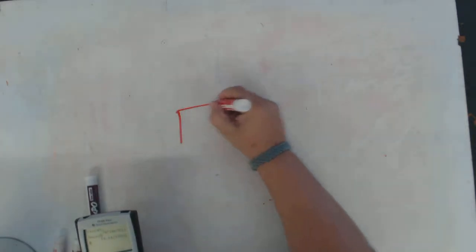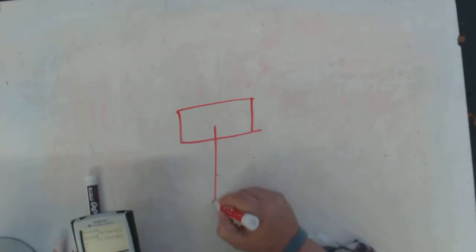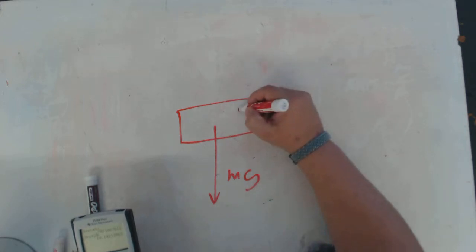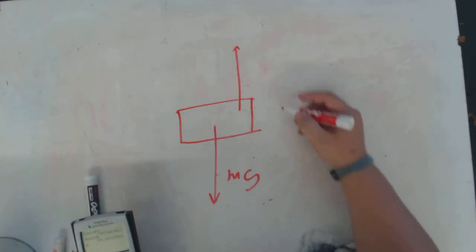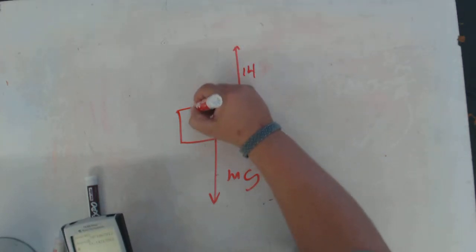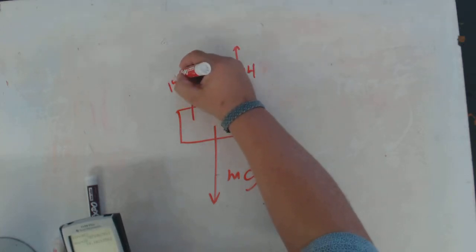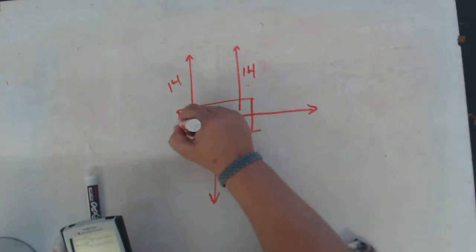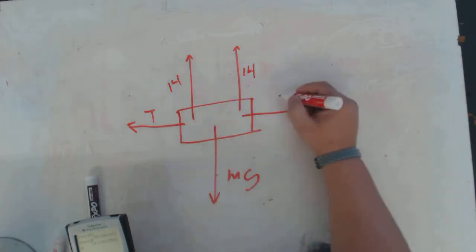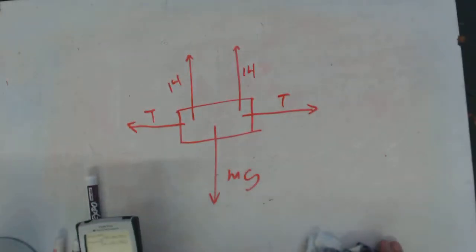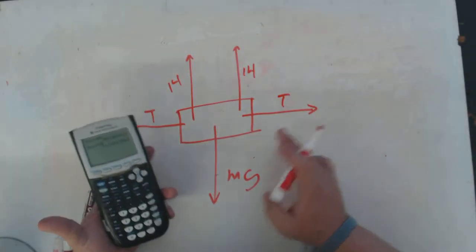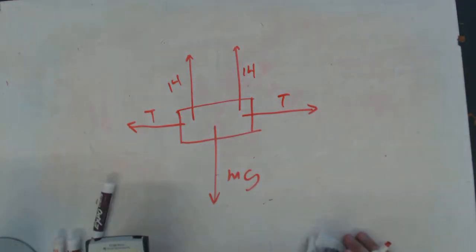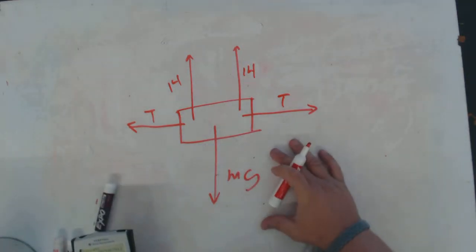Okay, here's my picture. I have my weight down, which is mg. I have one component of my tension up at 14. I have another component up that's 14. And then I have these two other tensions in this direction that I'm not concerned about. I do know that they're going to be equal to each other, and they just simply don't apply. Okay? So now all I have to determine is the weight of the object.